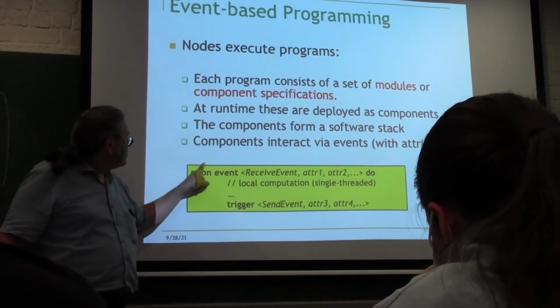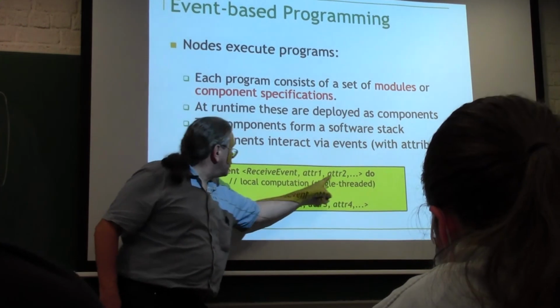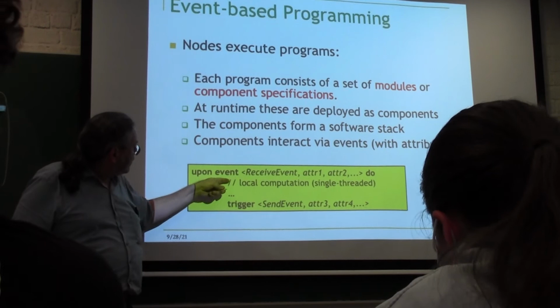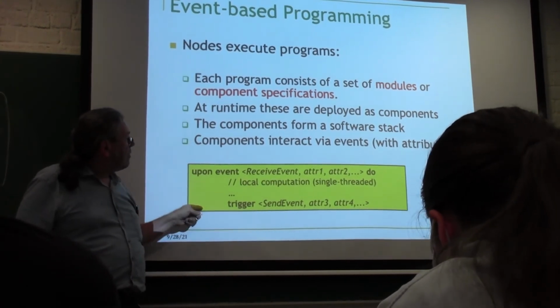So upon event is the receive, and there's a pattern. It waits for a certain kind of message, and when the message arrives, then I can execute this, and this is like a single-threaded thing.